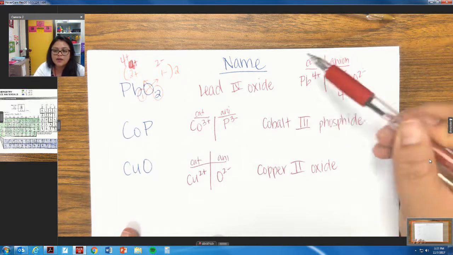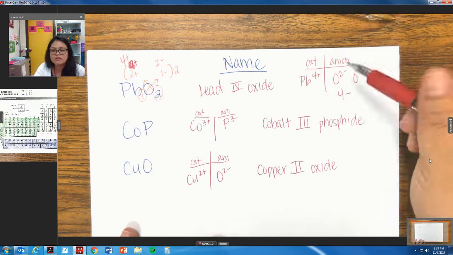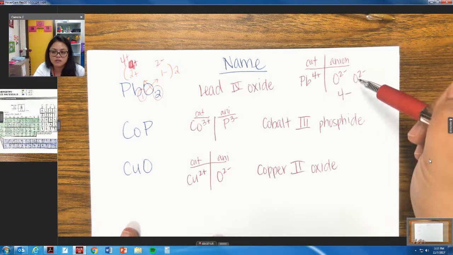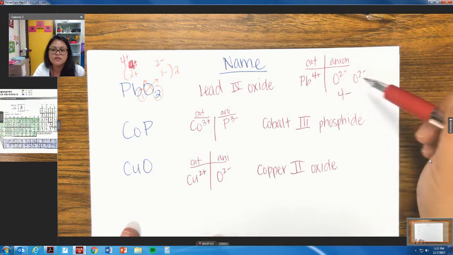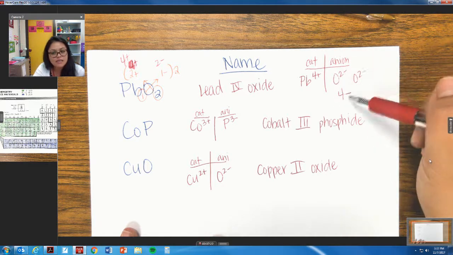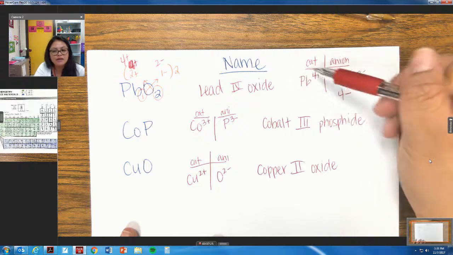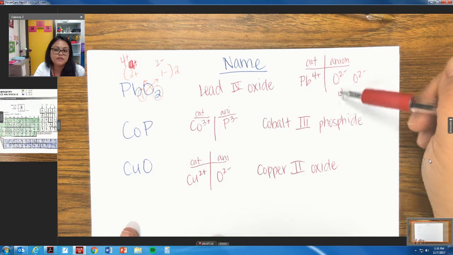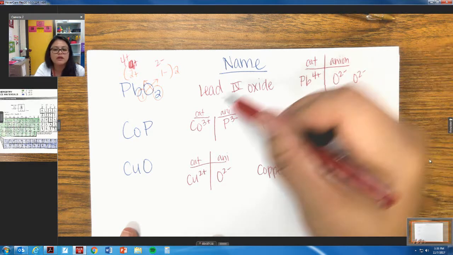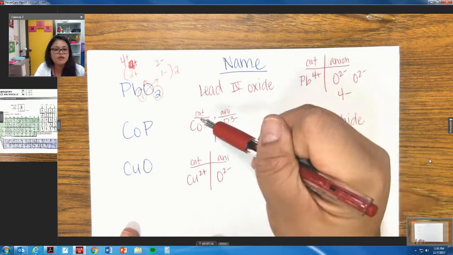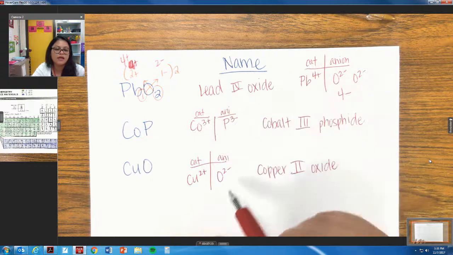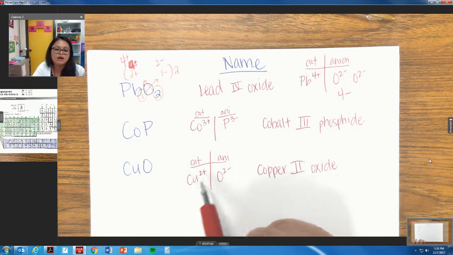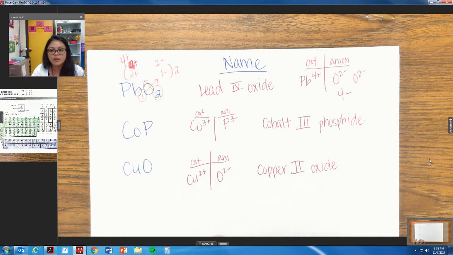Okay, but this way is definitely a lot easier because you can visualize: I have 2 oxygens, and together those oxygens have a charge of -4. So if this side is -4, then my cations must be the opposite of that. If this is -4, this has to be +4. If phosphorus is -3, then cobalt must be +3. If oxygen is -2, copper must also be +2. Okay, so hopefully that helped you guys name transition metals better.